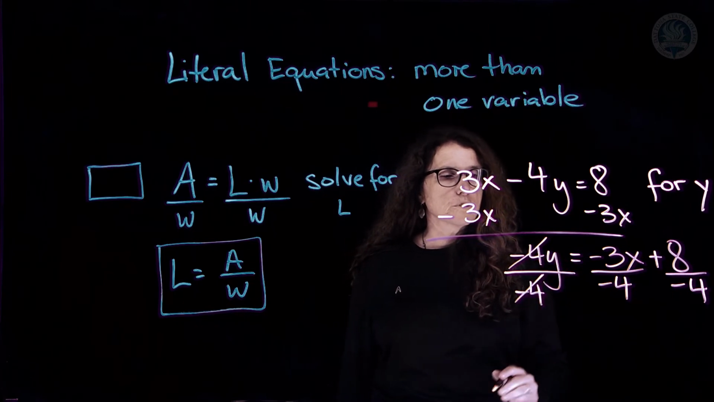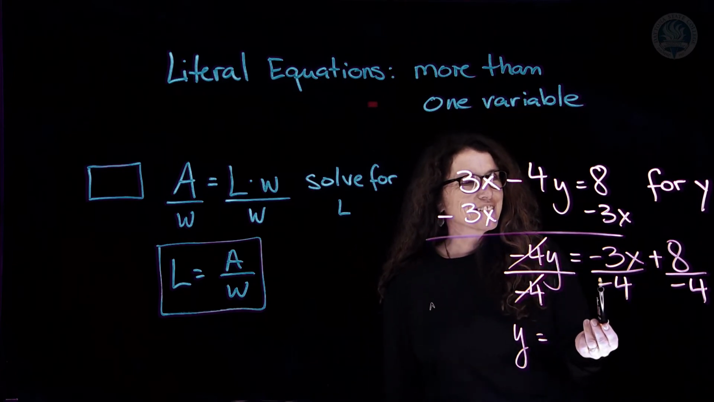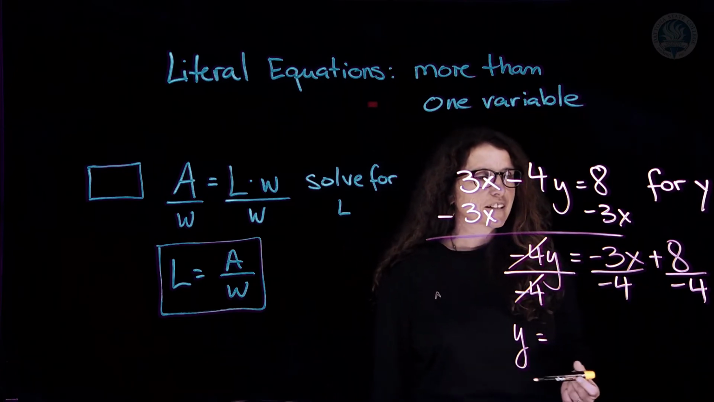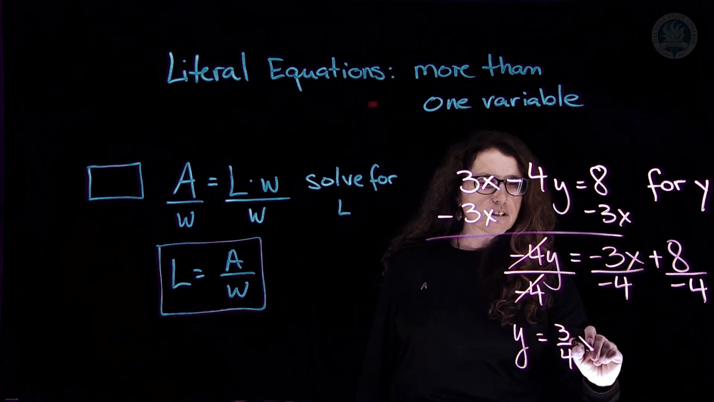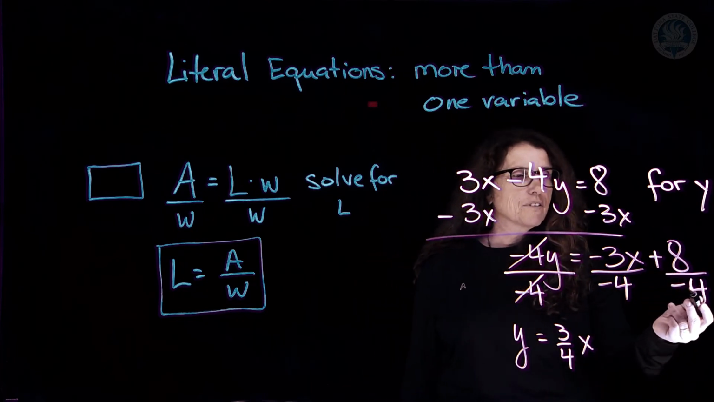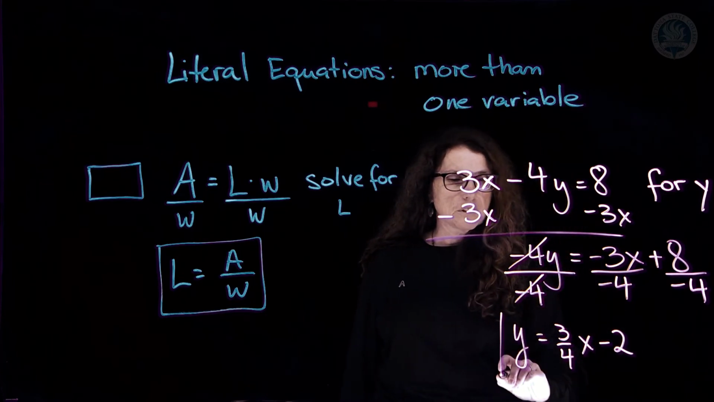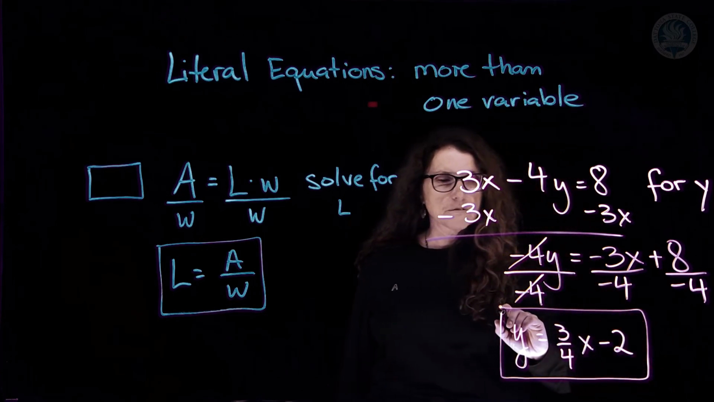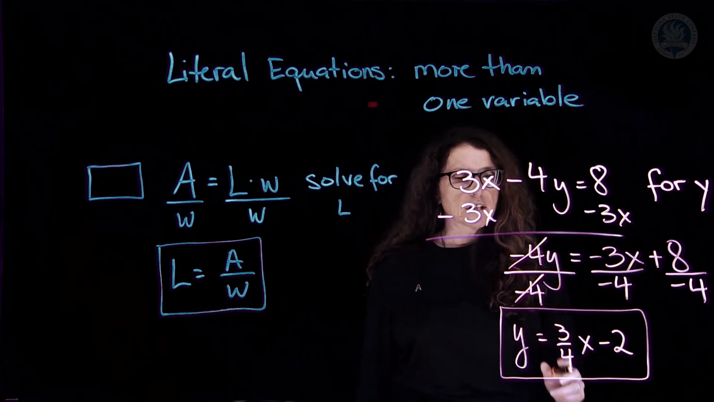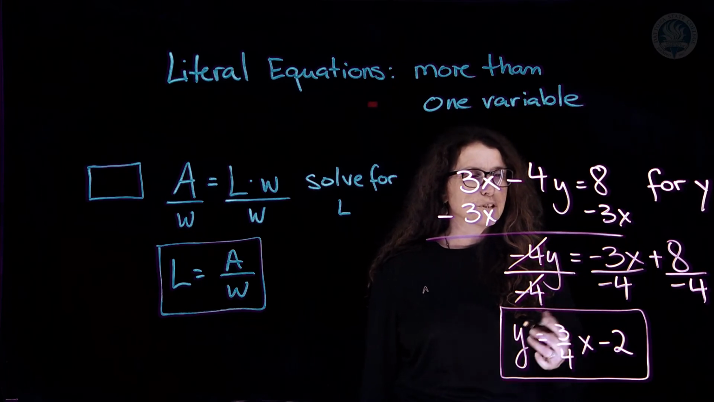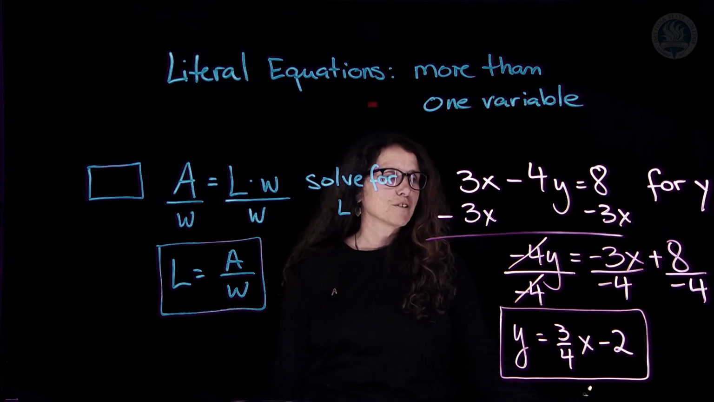Negative 4 over negative 4 is 1y, or y equals, pay attention to signs, negative 3 divided by negative 4 will change into positive and leave it as a fraction, 3/4 x. 8 divided by negative 4 is a negative 2. So here we go. We just solved our equation with two variables for y, and we got 3/4 x minus 2, which will definitely help you out when you have to find the slope and the y-intercept of a line.